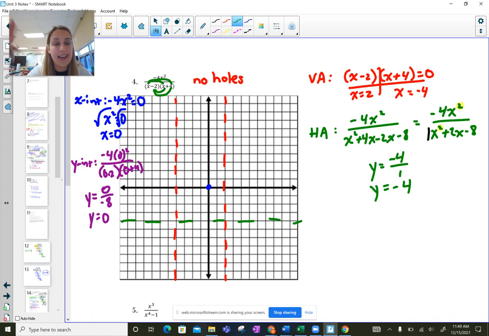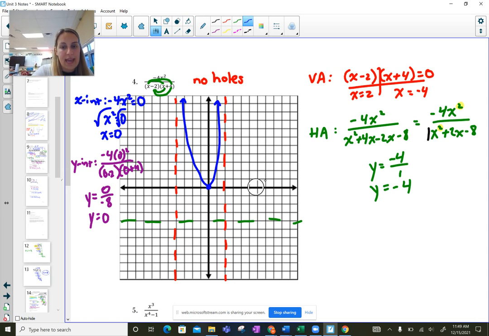Yeah, and since it has an HA, there's no OA, there's no SA. No essays anyway in math. And then we can graph. So looking at this, because there is only one x-intercept, these should be going upwards here.